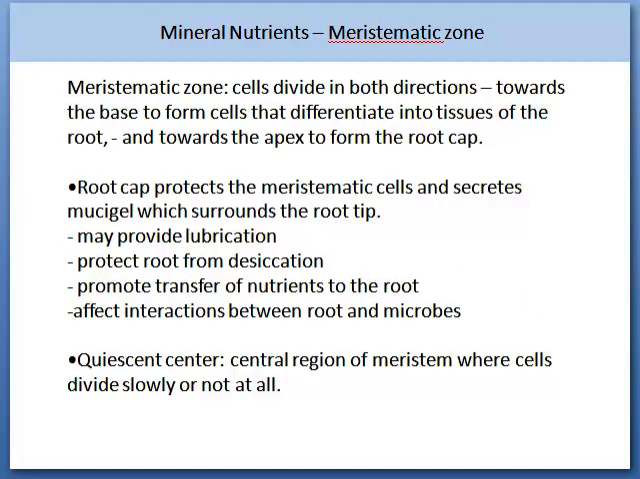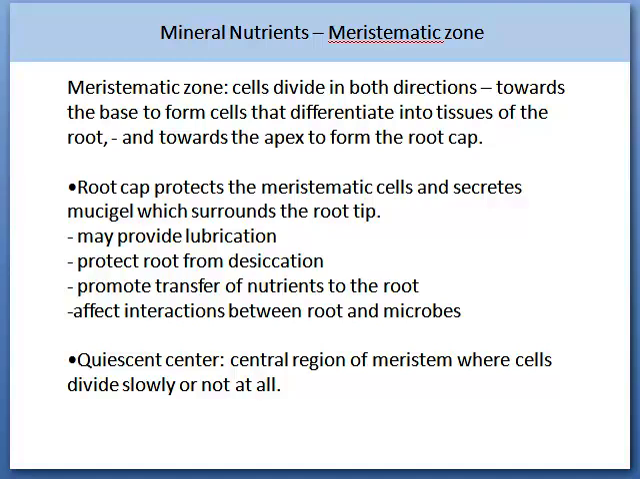Let's talk a little bit about the meristematic zone. This zone is where cells divide in both directions, towards the base to form cells that differentiate into tissues of the root, and towards the apex to form the root cap. The root cap protects the meristematic cells and secretes mucilage, which surrounds the root tip. It may provide lubrication, it protects the root from desiccation, it promotes the transfer of nutrients to the root, and affects interactions between roots and microbes.